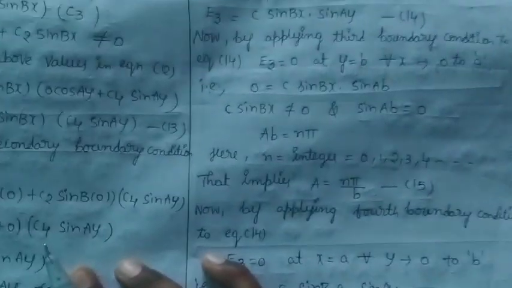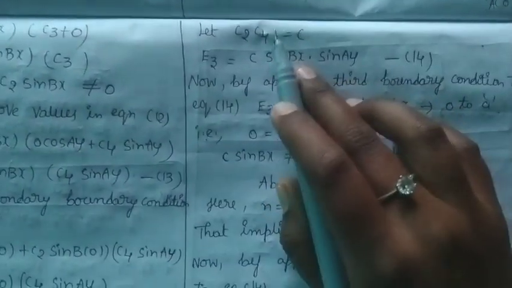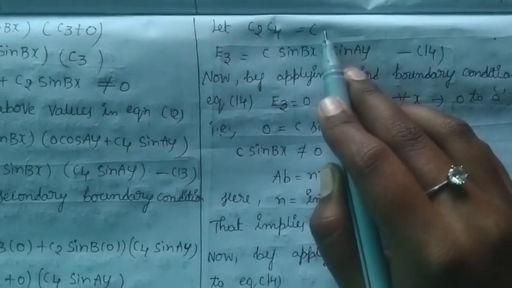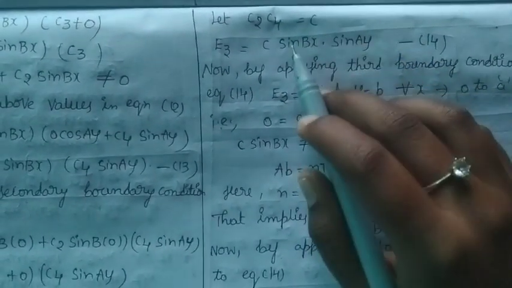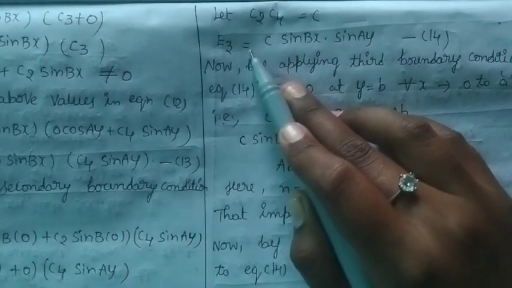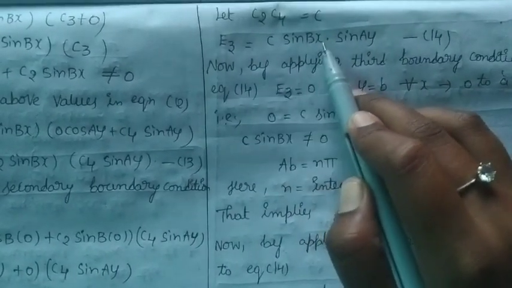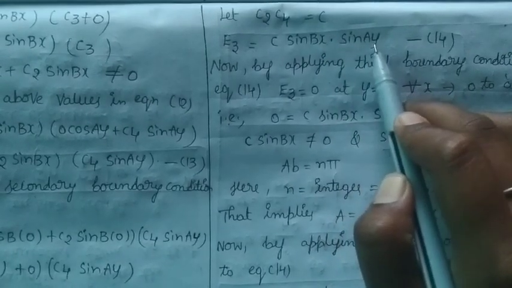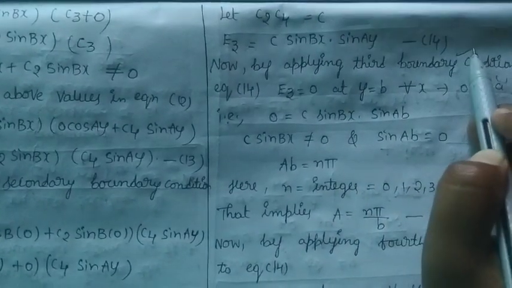Next, let c2 c4 be equal to C. Now we assume c2 c4 is equal to C, then the equation becomes Ez is equal to C sin bx into sin ay. Consider this one as the 14th equation.